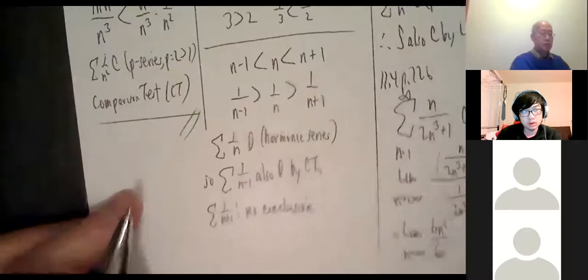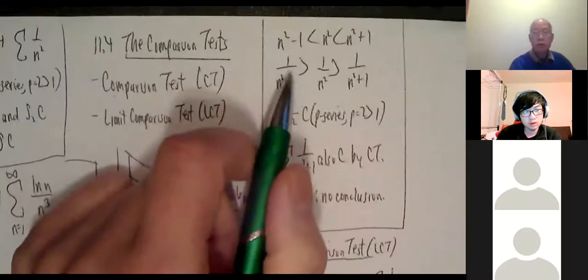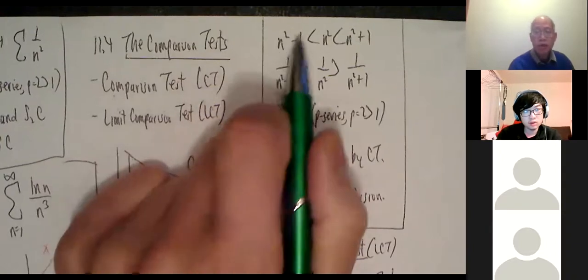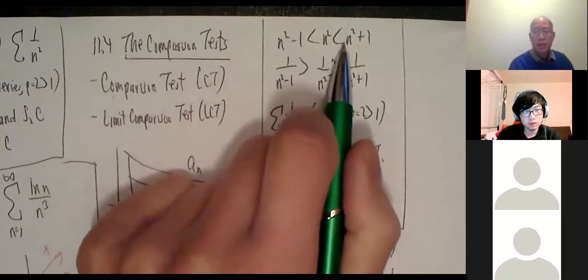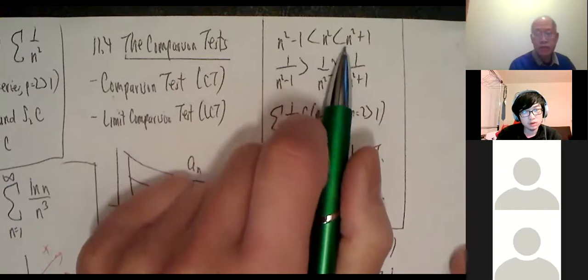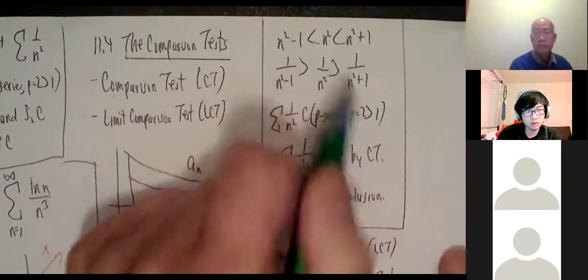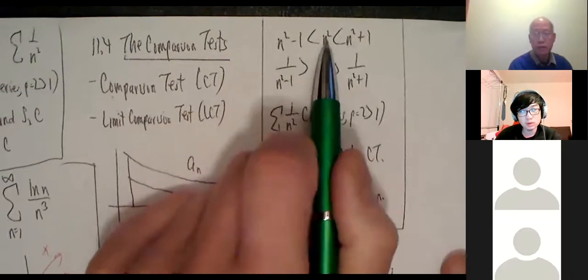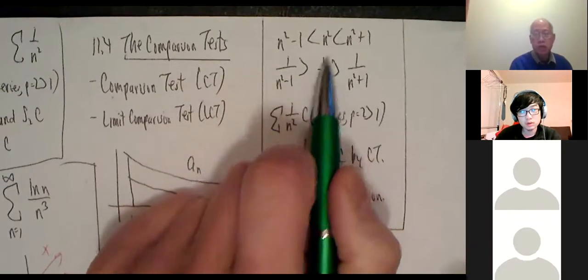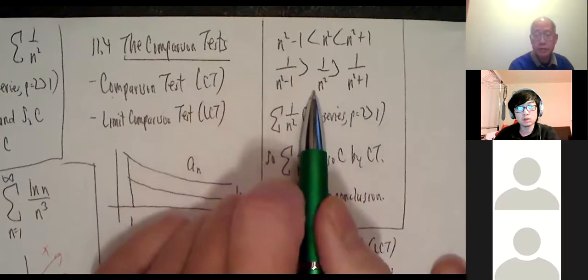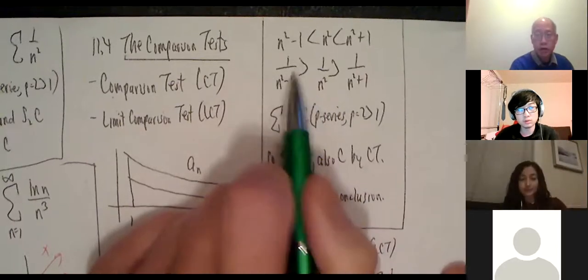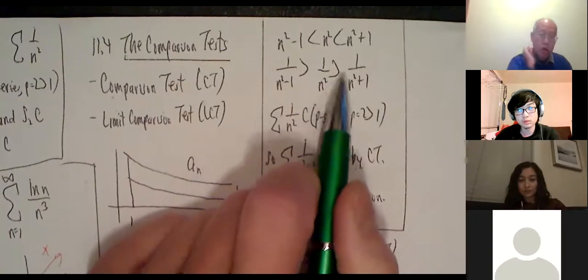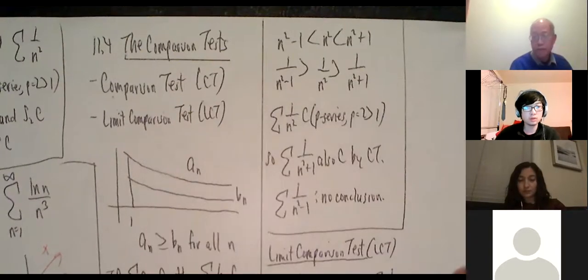Okay, by the same token, let me show you this. Do you agree with this? N squared minus 1 is less than n squared plus 1. Pretty much the same reason as before, right? Take n squared, if you subtract 1, it's smaller. If you add 1, it's bigger. Therefore, by the reciprocal rule, it goes like this. Same logic, right? Greater than, greater than. 1 over n squared minus 1 is greater than 1 over n squared, which is greater than 1 over n squared plus 1.